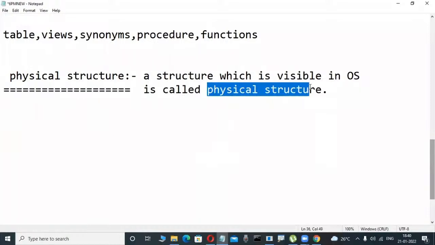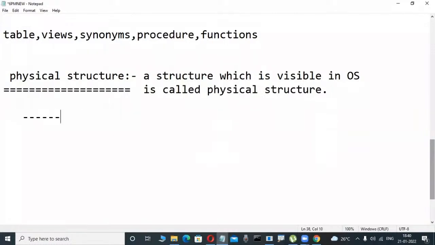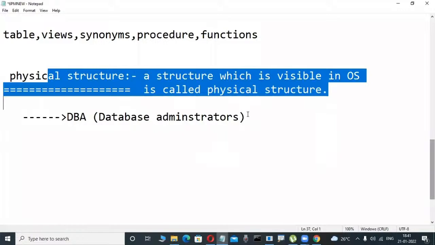But the physical structure, who is working on it? Some different type of persons are working. What is that? The DBA, database administrator. In a project, besides developers, some other type of persons are there in a database. Those database administrators are the ones who only work in the physical structure.